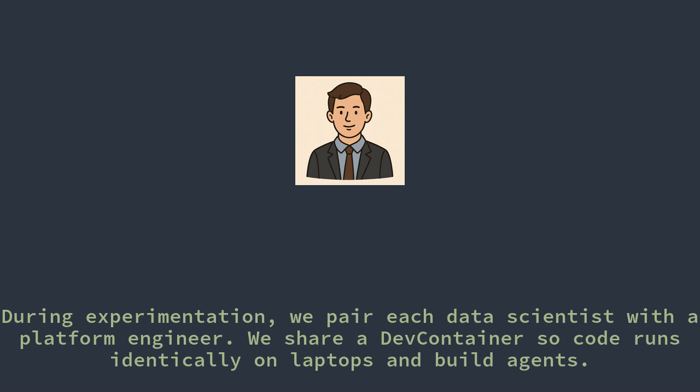How does your engineering team collaborate with data scientists during the experimentation phase? During experimentation, we pair each data scientist with a platform engineer. We share a dev container, so code runs identically on laptops and build agents.